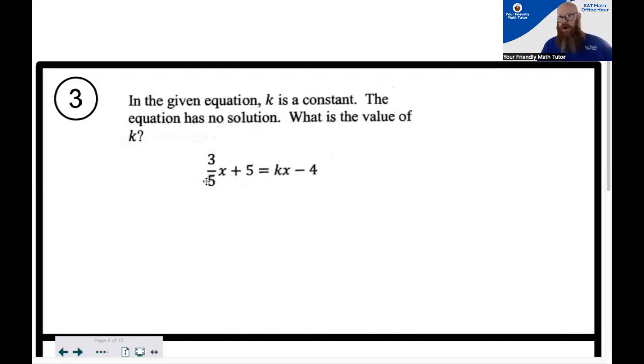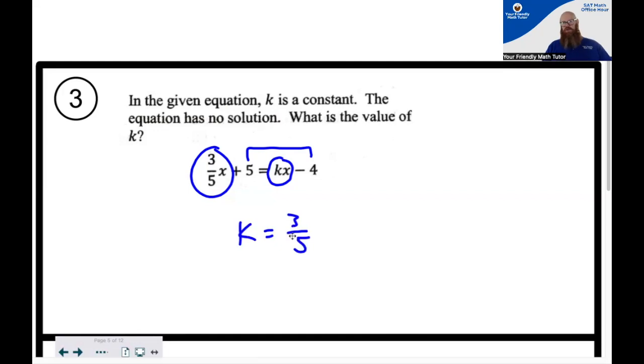Okay? Or if you're just used to solving these, you would be bringing one of the x's over to the other side. And if the x's cancel out and what's left is not equal to each other, that also creates no solution. So either way, this and this have to be exactly the same for us to have no solution. These are already different. The person making the problem has to deal with that. So k just has to be 3/5.